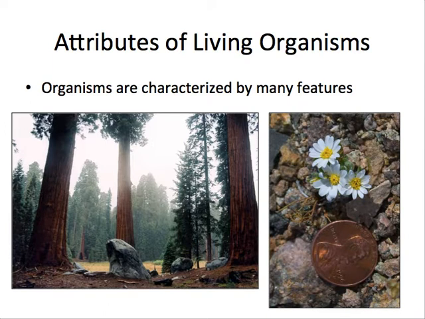Stern comes up with a list of the attributes of living things. Every textbook has its own list, but let's go with Stern's list, which happens to be 8 attributes. Organisms from the tall redwood trees to this tiny little daisy growing in Death Valley are living things. They're plants, but they're also living things. And there are a variety of features that characterize them.